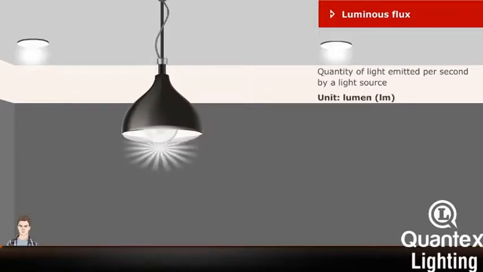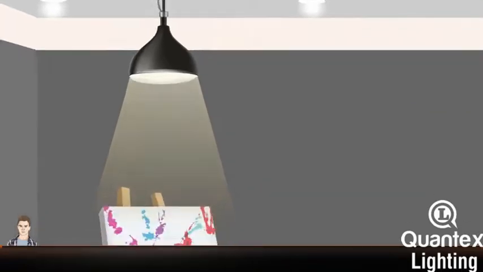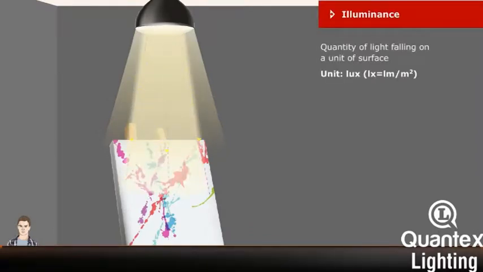Luminous flux is the total quantity of light emitted per second by a light source. The unit is lumen. Luminous intensity is the quantity of light emitted per second in a specific direction. The unit is candela. Illuminance is the quantity of light or luminous flux falling on a unit area of a surface. The illuminance is independent of the direction from which the luminous flux reaches the surface.